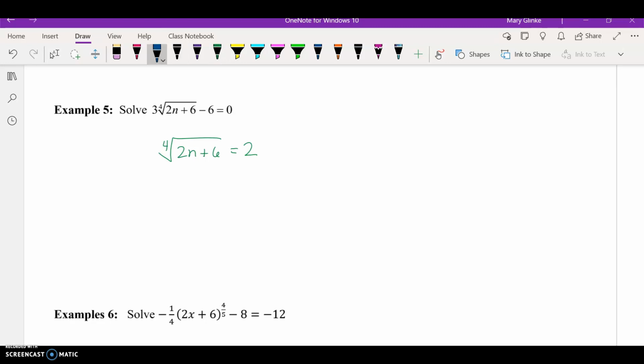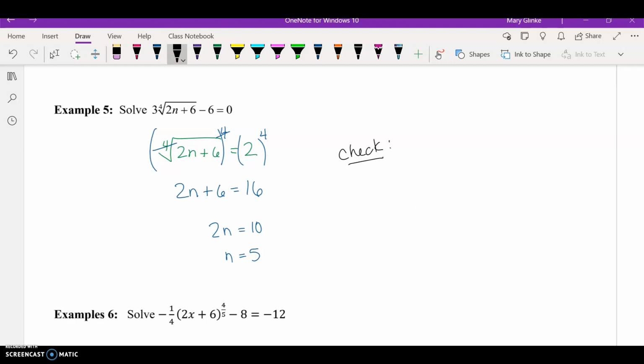We're going to take both sides, and to undo a 4th root, you have to raise it to the 4th power. So the 4th root and the 4th on the left-hand side undo each other. And on the right-hand side, we're left with 2 to the 4th power, or 16. We subtract 6 and we solve the resulting equation to get n equals 5.